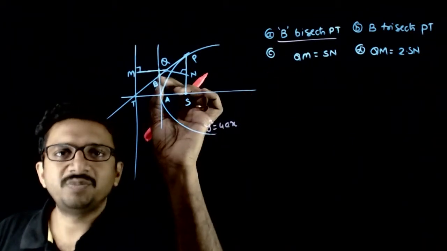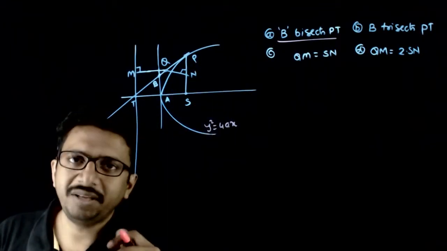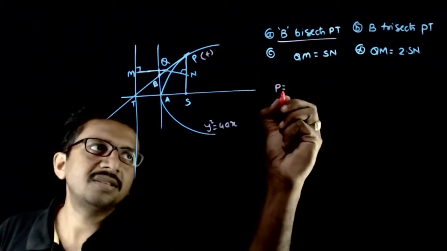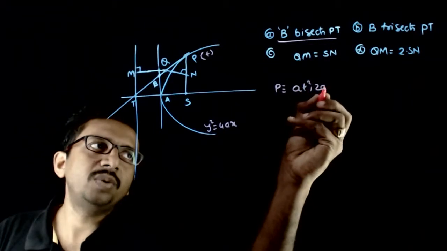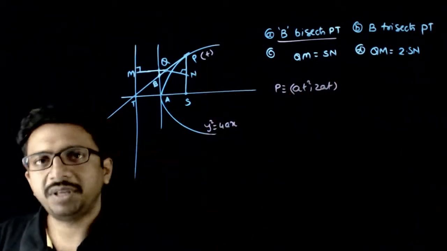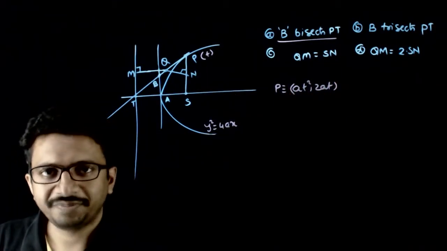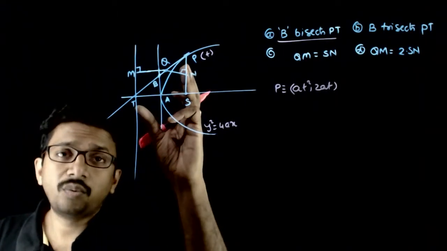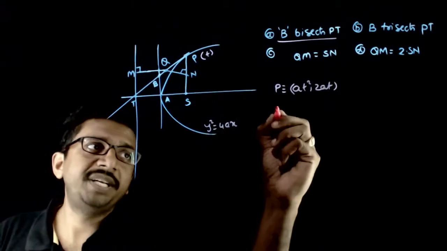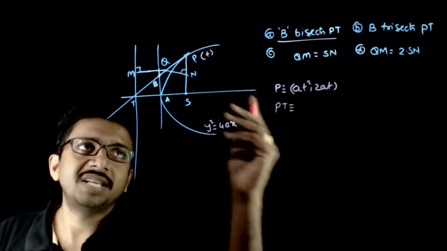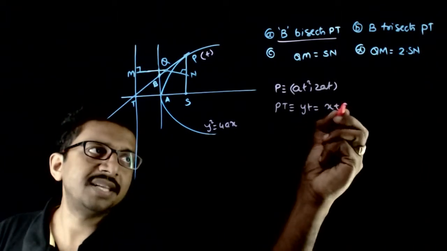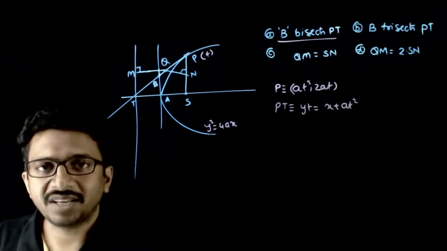So what is B doing with respect to PT? Let us take P as any point, with the parameter t, that is P is at square comma 2at. Now, what is the equation of PT? The equation of PT is nothing but the tangent at t, that is yt is equal to x plus at square.